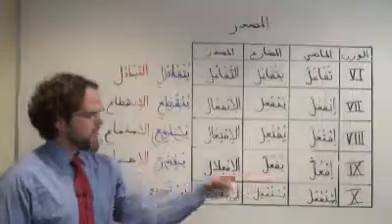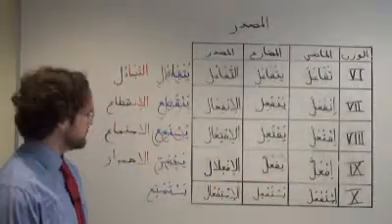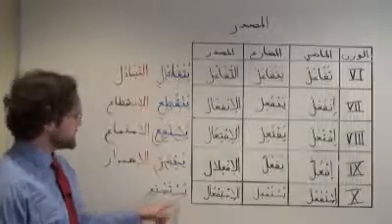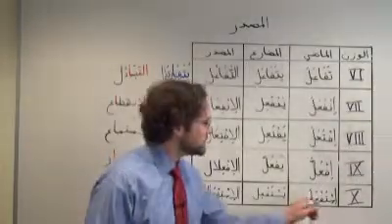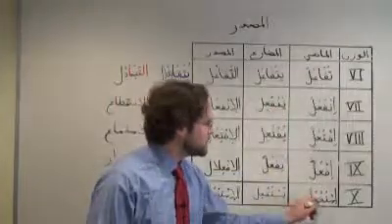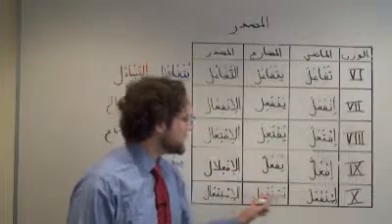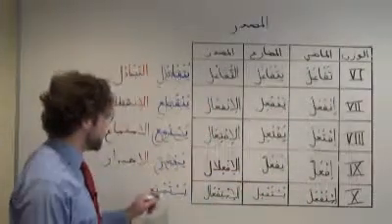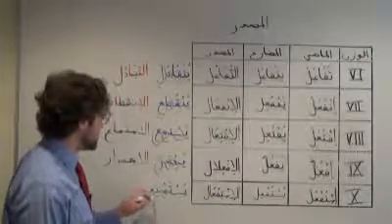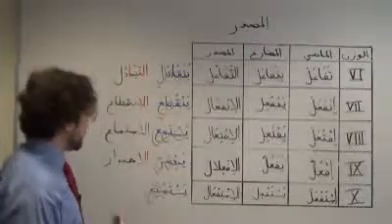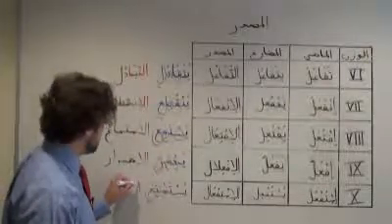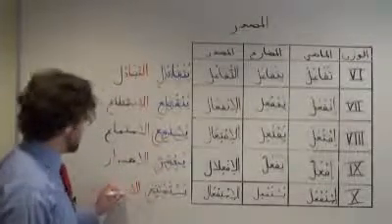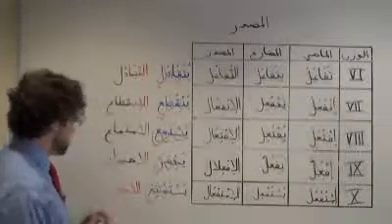Finally, form 10. We've got a lot of extra letters in this derived form, but the principle is exactly the same. Yastamti'a, to enjoy. And we notice that very conveniently, unlike a lot of these others, our root letters are all lined up at the end of the conjugated verbs. So we can say mim, ta, ayn. And our masdar is al-istimta'.